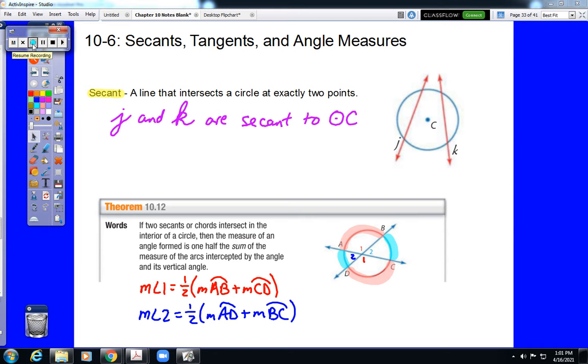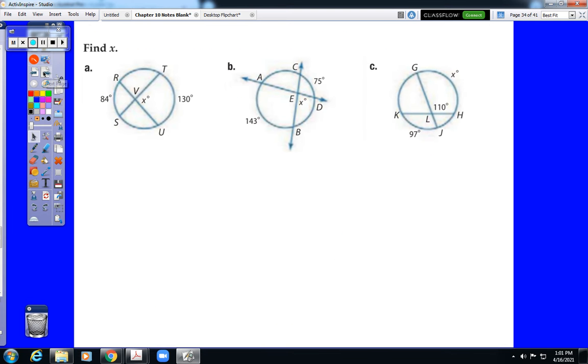So let's take a look at some examples here. Here are 3 examples of applying this rule to a math problem to find x. Letter A is extremely straightforward. Okay, that angle marked x is the angle that is intercepting these two arcs. Yes? So we would say x is 1/2 the sum of those two arcs.